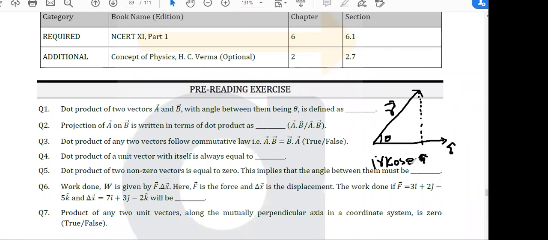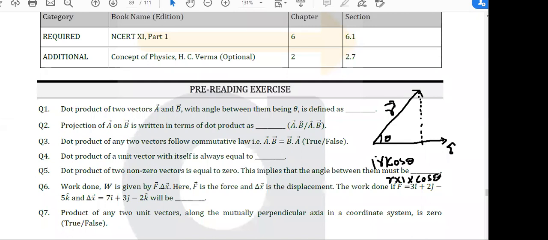Now just think about this. Can you write R cos theta as R into 1 into cos theta? Can we write R cos theta as R into 1 into cos theta? Anyone have any issue with this?